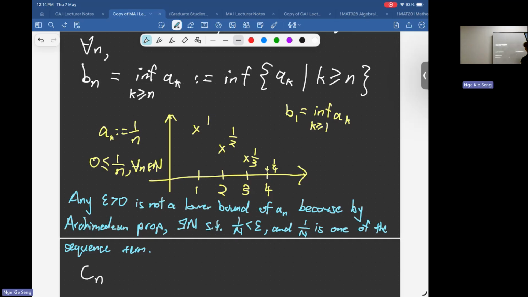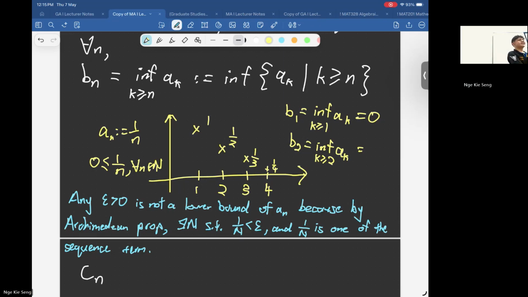So right, B1 here is 0. Later you'll see why I don't like this example. Okay. So how about B2? How about B2? Also 0. Why?